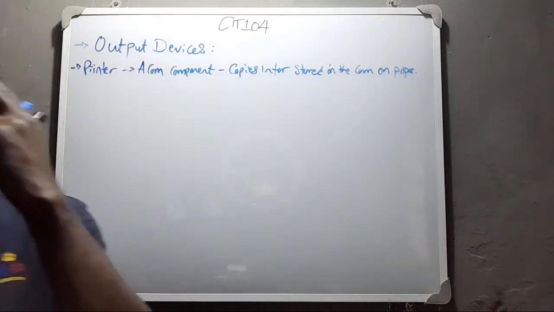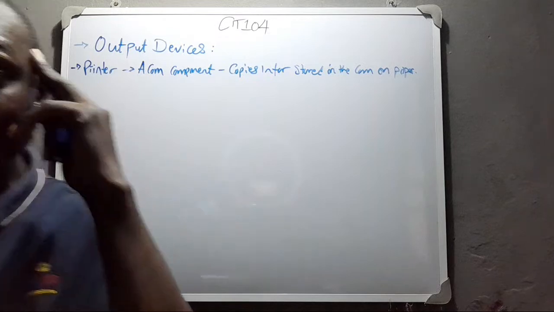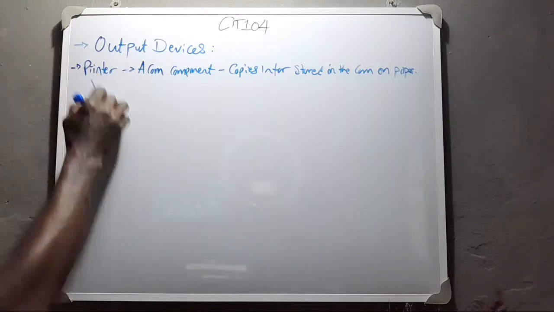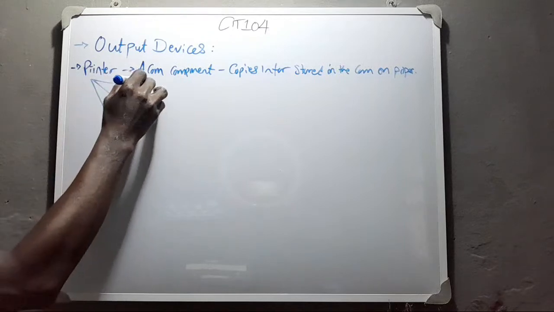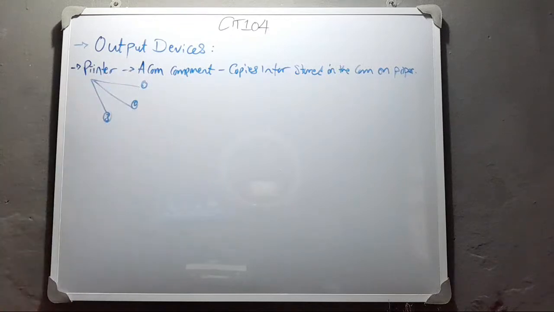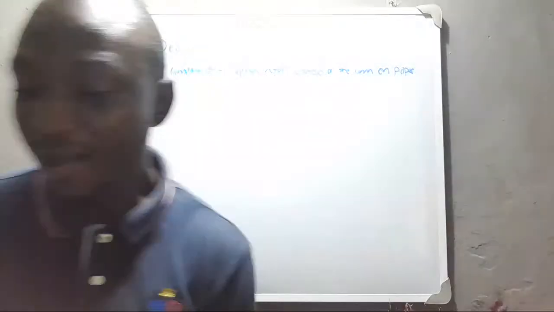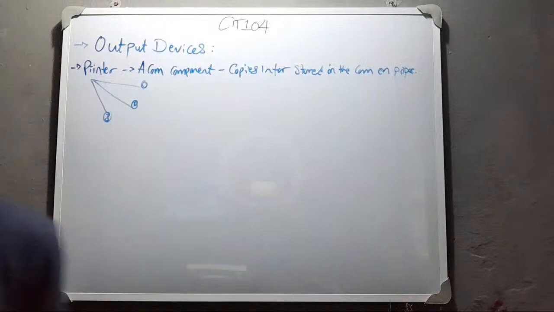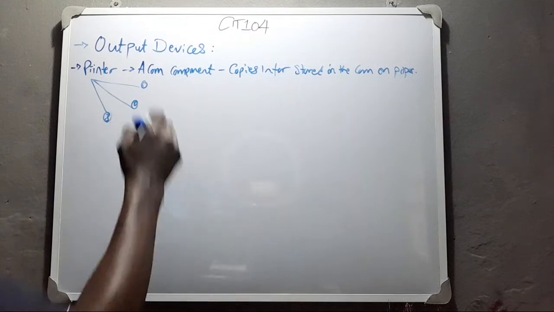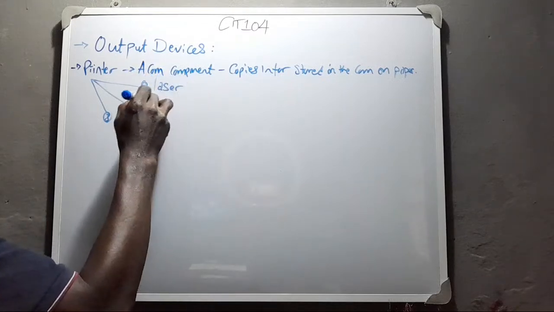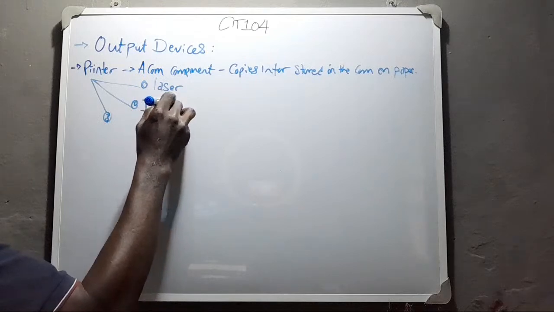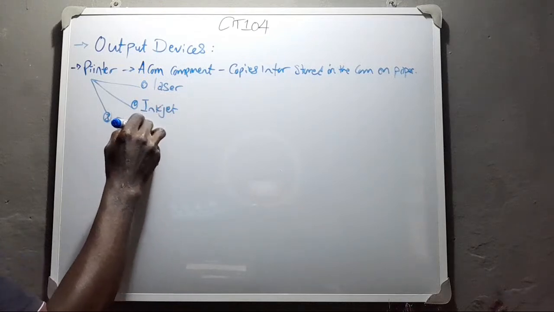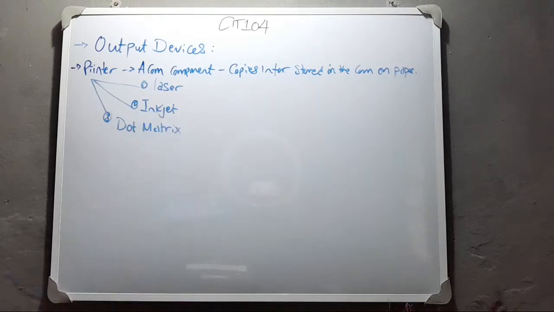Now there are three basic types of printers. We have one, two, and three. Three basic types. We have the laser printers, the inkjet, and the dot matrix. We have the laser, we have the inkjet, and we have the dot matrix.